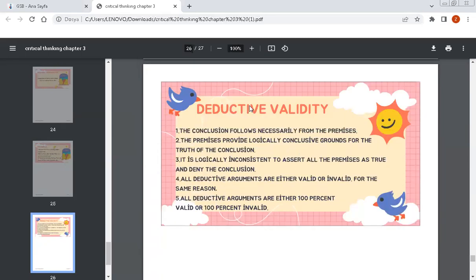And when it comes to deductive validity, there are some things that we should consider. For example, the conclusion follows necessarily from the premises. The second one is that the premises provide logically conclusive grounds for the truth of the conclusion. And the third is that it's logically inconsistent to assert all the premises as true and deny the conclusion. And all deductive arguments are either valid or invalid for the same reason. All deductive arguments are either 100% valid or 100% invalid.